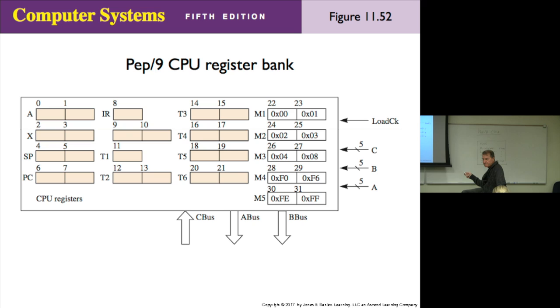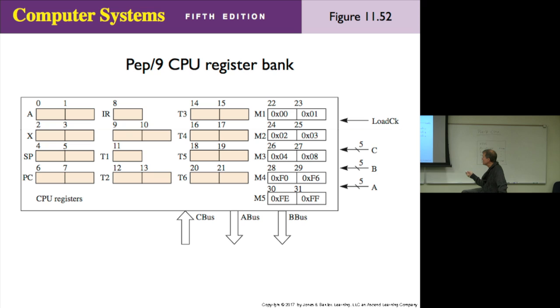And then what about the C line? There are also five control lines for C. And what are those? That accesses one of the 32 bytes. But instead of saying what's going to be put on the A bus or the B bus, it's not what's going to be put on the C bus. It's where the data that's on the C bus is going to be stored.